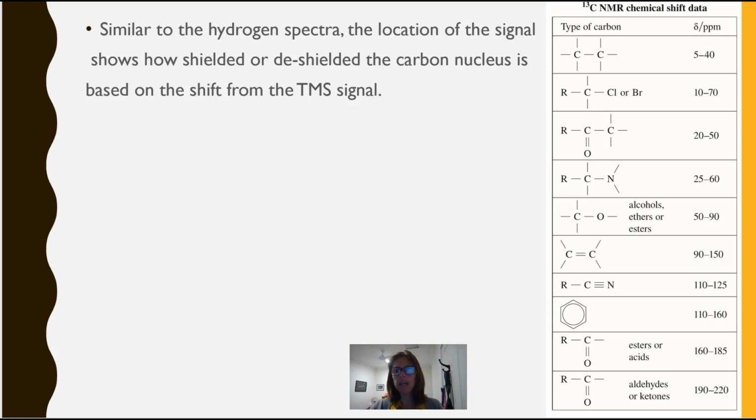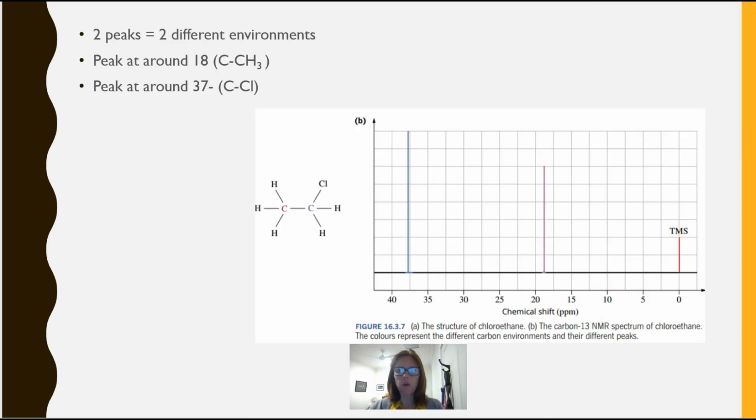Now if we go back here and have a look, you'll see that there is some overlap. So 5 to 40 could be the range of that C to C, but you're also looking here and going 10 to 70 is where our halogen is as well. So in this case, this will be our C to Cl bond that we're seeing just here.